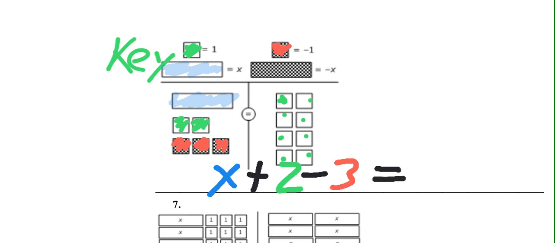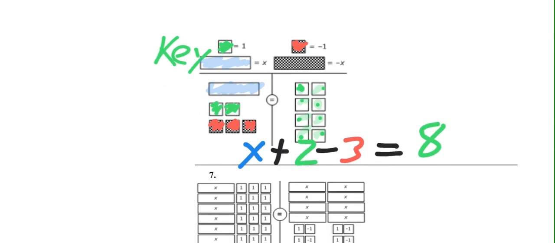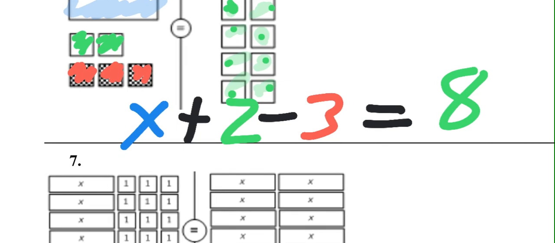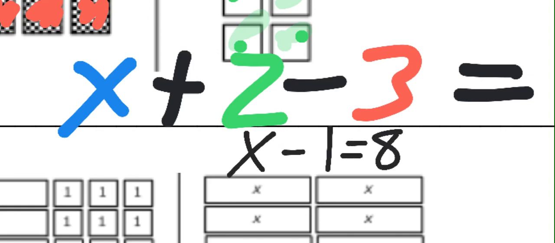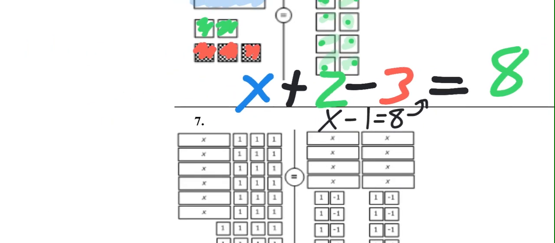Well, on the right side, I already kind of counted them up, but I've got 1, 2, 3, 4, 5, 6, 7, 8 positives on the right side. So that whole thing is going to be equal to 8. A more simplified version of this one, I could do that 2 minus 3 would be negative 1. I'm just going to do this off to the side real quick. I could call this x minus 1 equals 8. That is the same thing as what I've got up top, just so you guys are aware.